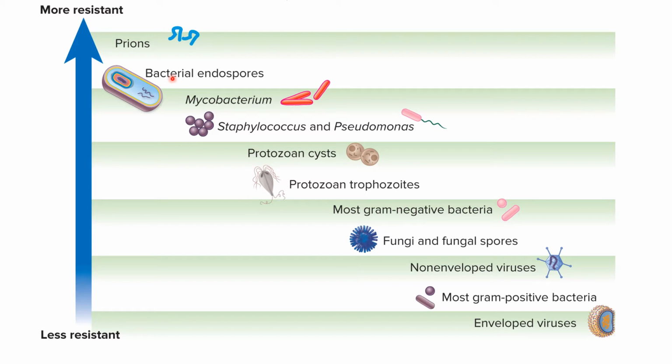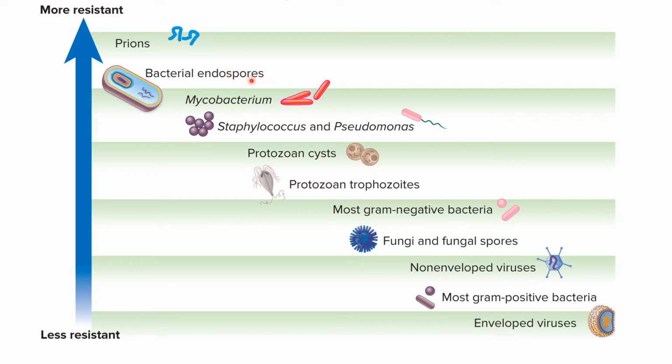Now we're going to talk about things that can kill a prion, those misfolded proteins, and it's usually super high heat for a long time that can kill a prion. But they are the most resistant, followed by endospores, those bacterial endospores, because of their hard outer shell.